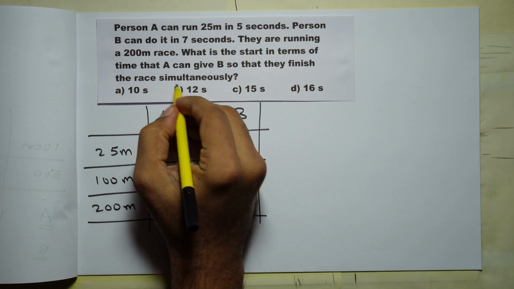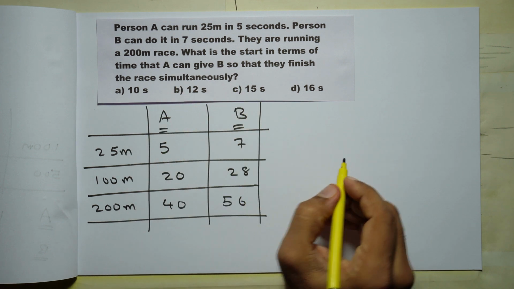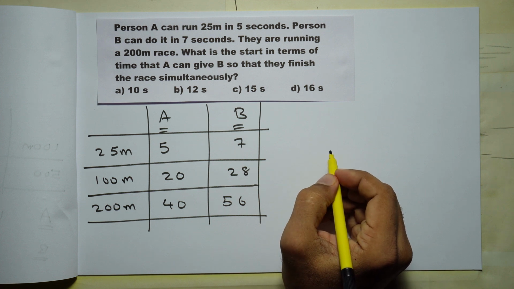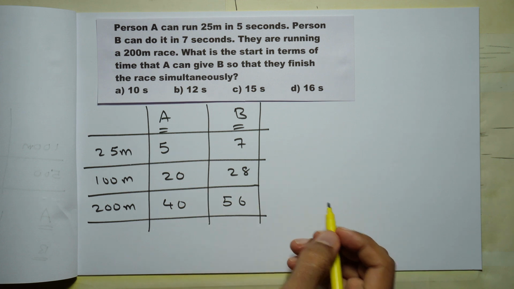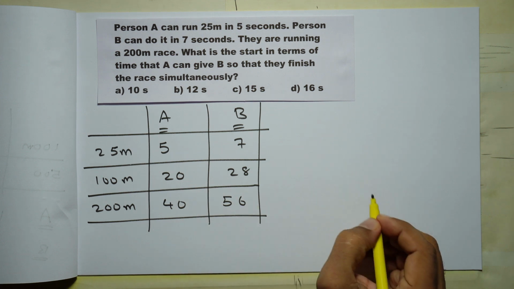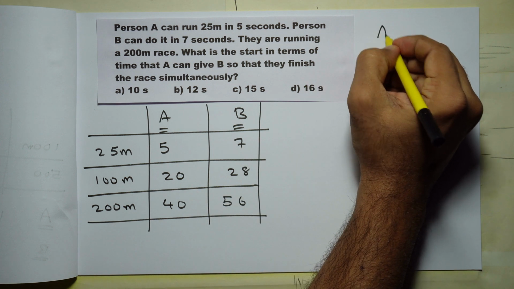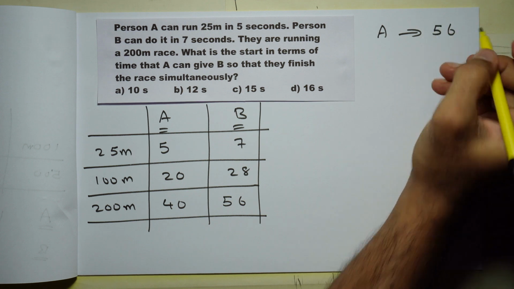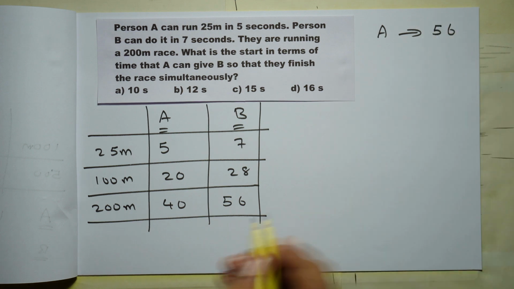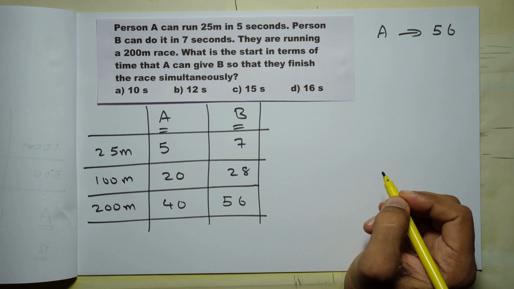Now it is said that they have to finish the race simultaneously. Whenever it is said that they have to finish the race simultaneously, you should know that both of them should take the same time to complete the race. If they take the same time, they will finish at the same time, or simultaneously. So A should run in such a way that A will also take 56 seconds. If A also takes 56 seconds, then they will both take the same time, 56 seconds, and they will finish simultaneously.